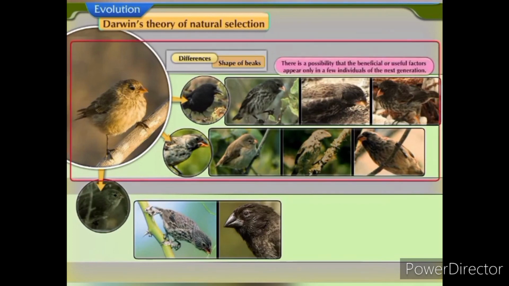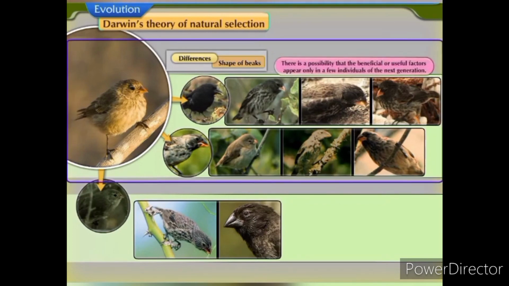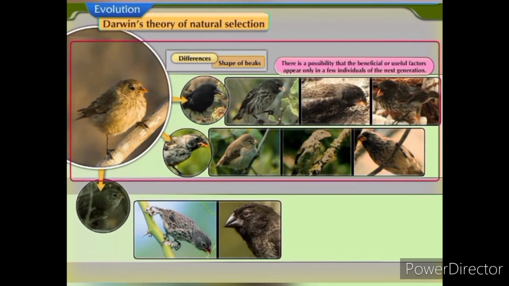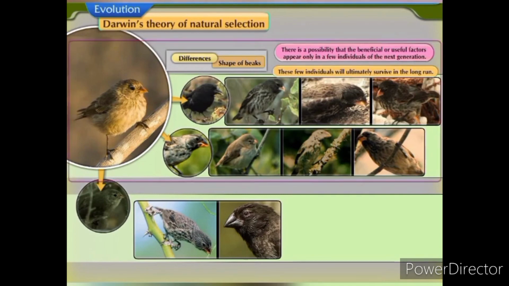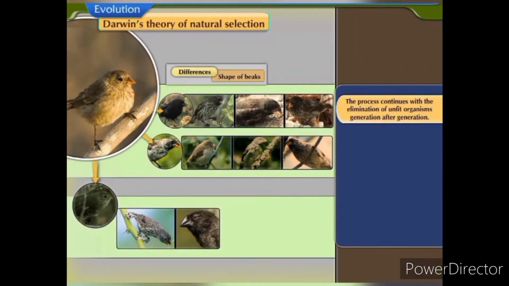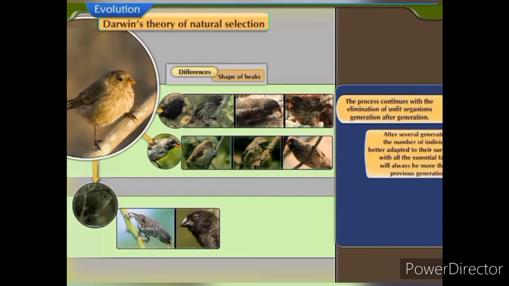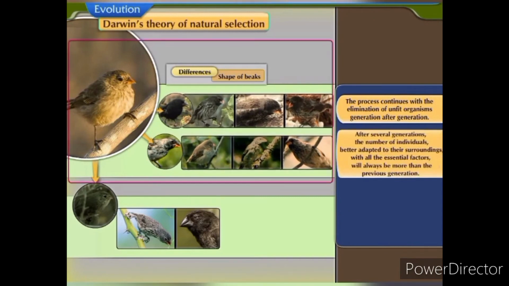Again, there is a possibility that the beneficial or useful factors appear only in a few individuals of the next generation. These few individuals will ultimately survive in the long run. This process continues with the elimination of some unfit organisms generation after generation. So, after several generations, the number of individuals better adapted to their surroundings with all the essential factors will always be more than the previous generation.